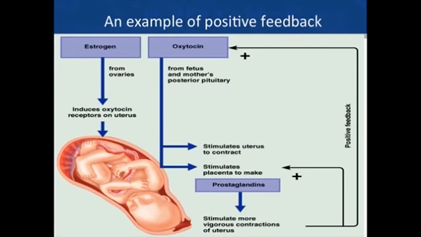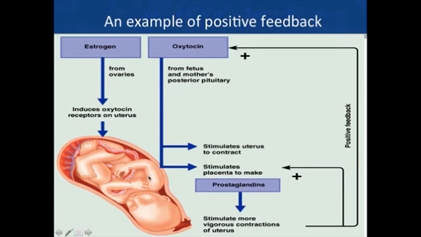You see, oxytocin could also be involved in a positive feedback loop during the birthing process. When oxytocin is released from both the fetus and the mother's posterior pituitary, it causes the uterus to contract. The more the uterus contracts, then the more pressure that's going to be exerted, which is going to cause the pituitary glands to release even more oxytocin. And so we see this loop that causes more and more contractions until eventually we have the birthing of the baby.